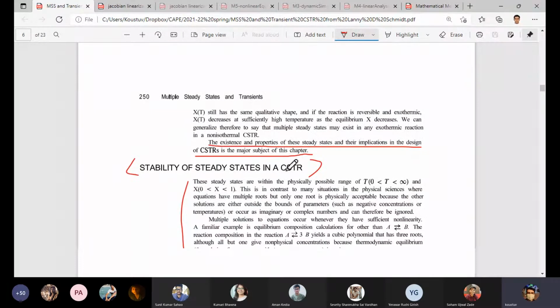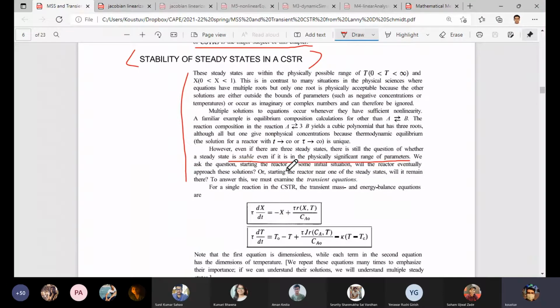Now, what more can we extract? Can we get some more insights about the stability of the steady states, and what do we mean by stability of steady states? So a little bit of mathematical analysis is there, and along with that, I will also highlight some more examples. So this is basically today's discussion agenda.